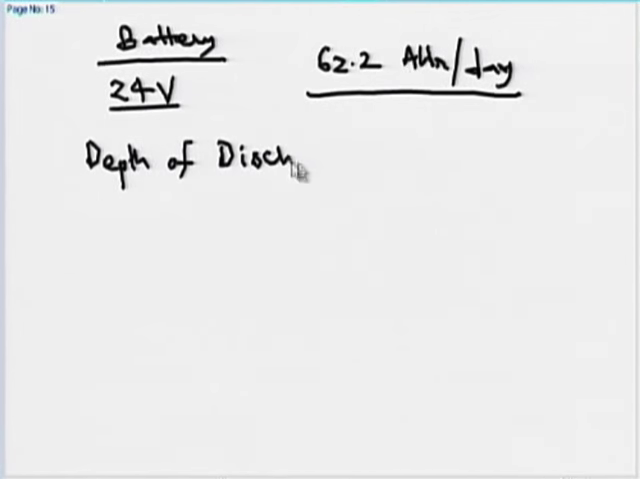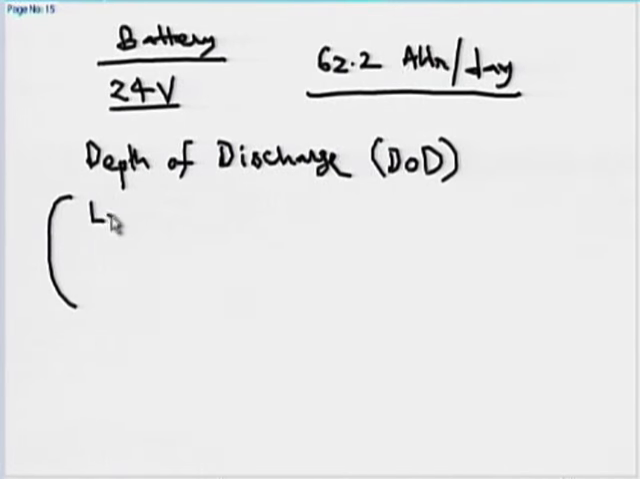Okay. Battery has a certain characteristic called depth of discharge or DOD. DOD refers to the percentage of charge that you can take out from a battery, right? If it is 100% depth of discharge, it means you can take the complete charge out of the battery, but that is normally not the case. For example, lead acid batteries are most commonly used, and the depth of discharge for the lead acid battery is about 50%.